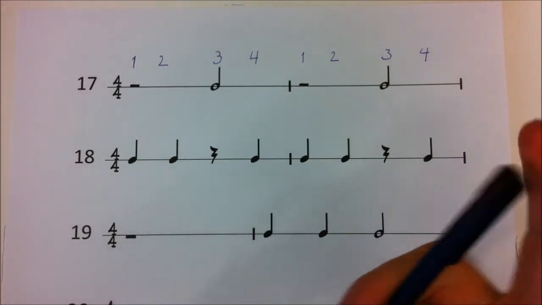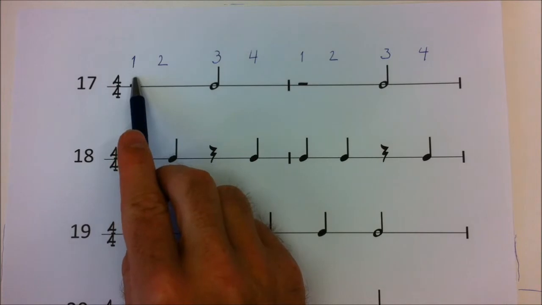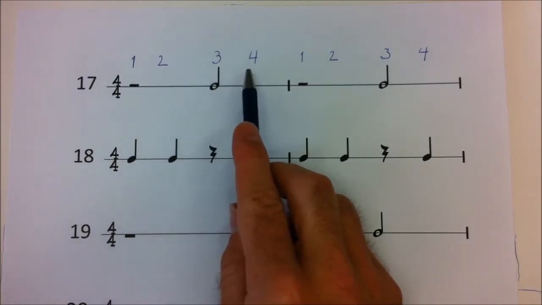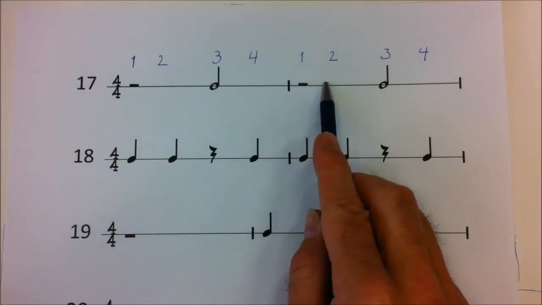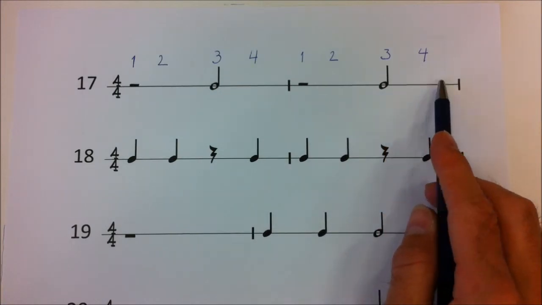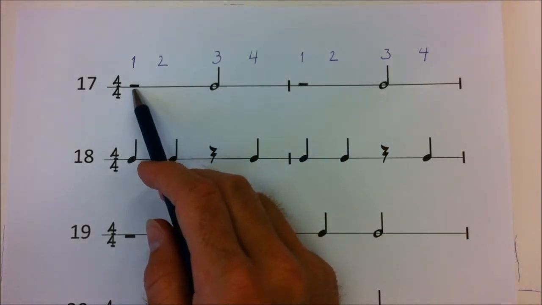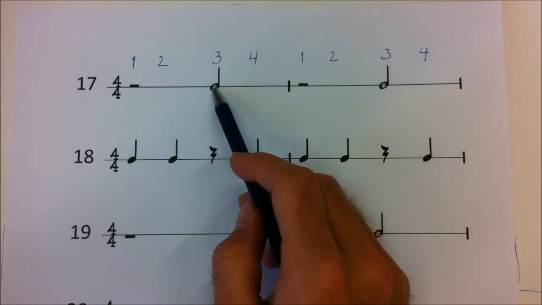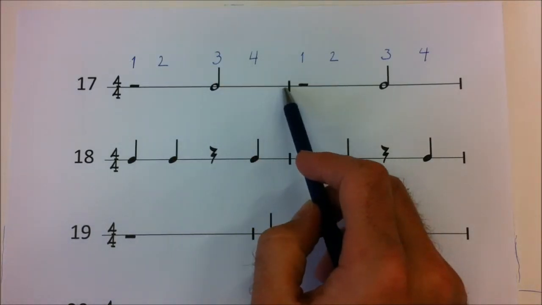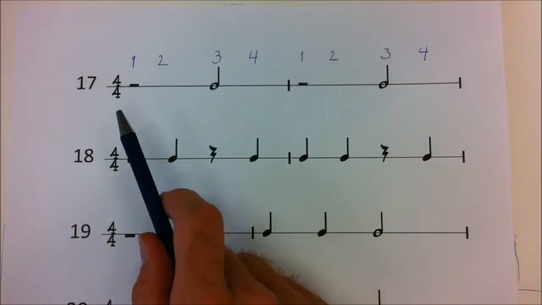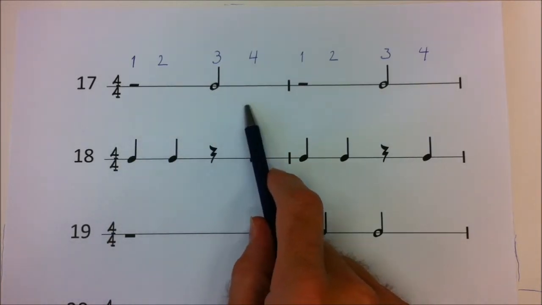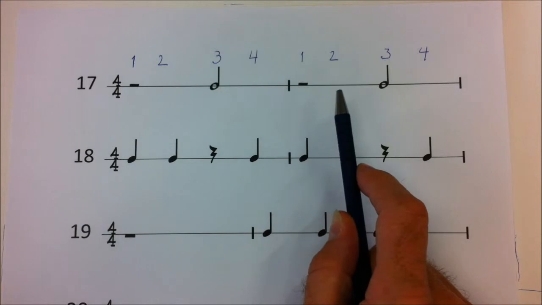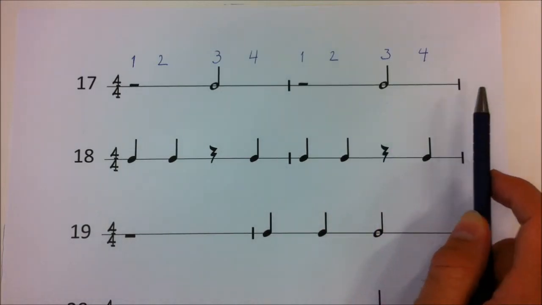So this rhythm would then go 1, 2, 3, 4, 1, 2, 3, 4. But we would be quiet for the first 2 beats and then play on the 3rd beat, hold it for the 4th. So it would go 1, 2, 3, 4, 1, 2, 3, 4.